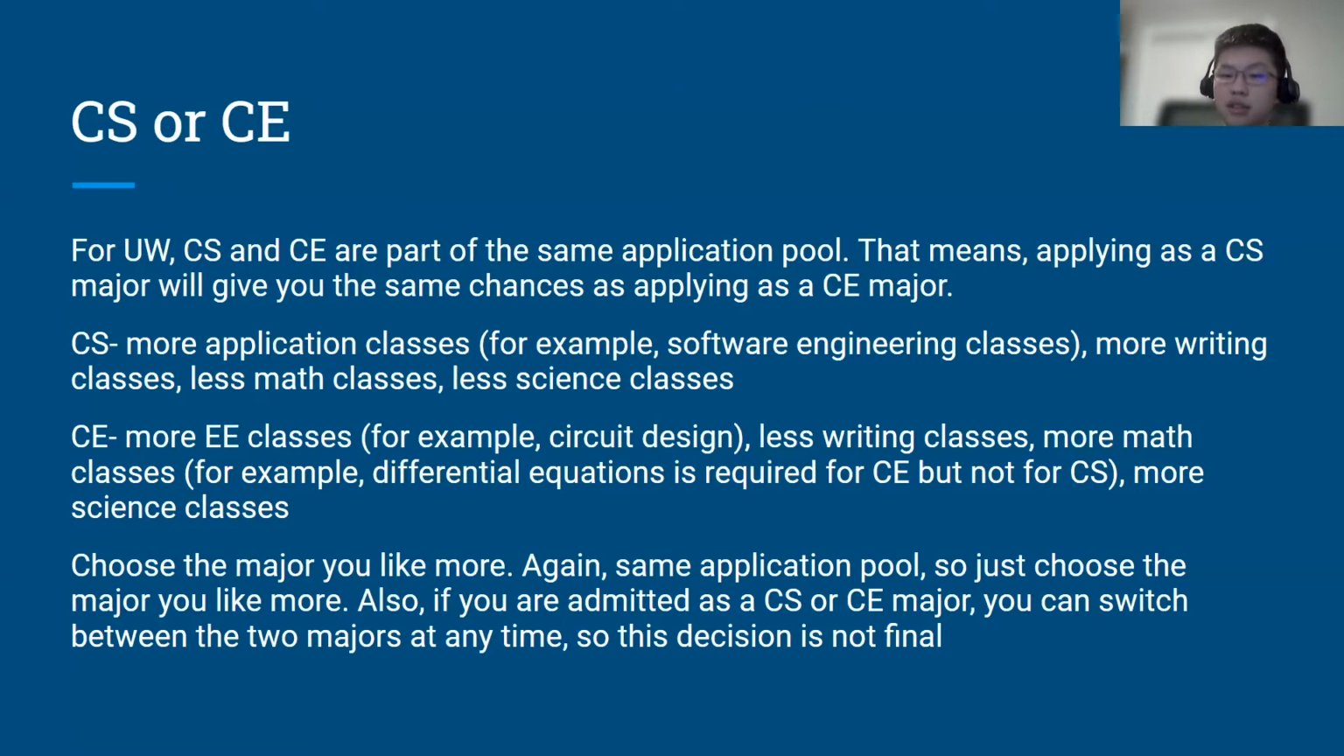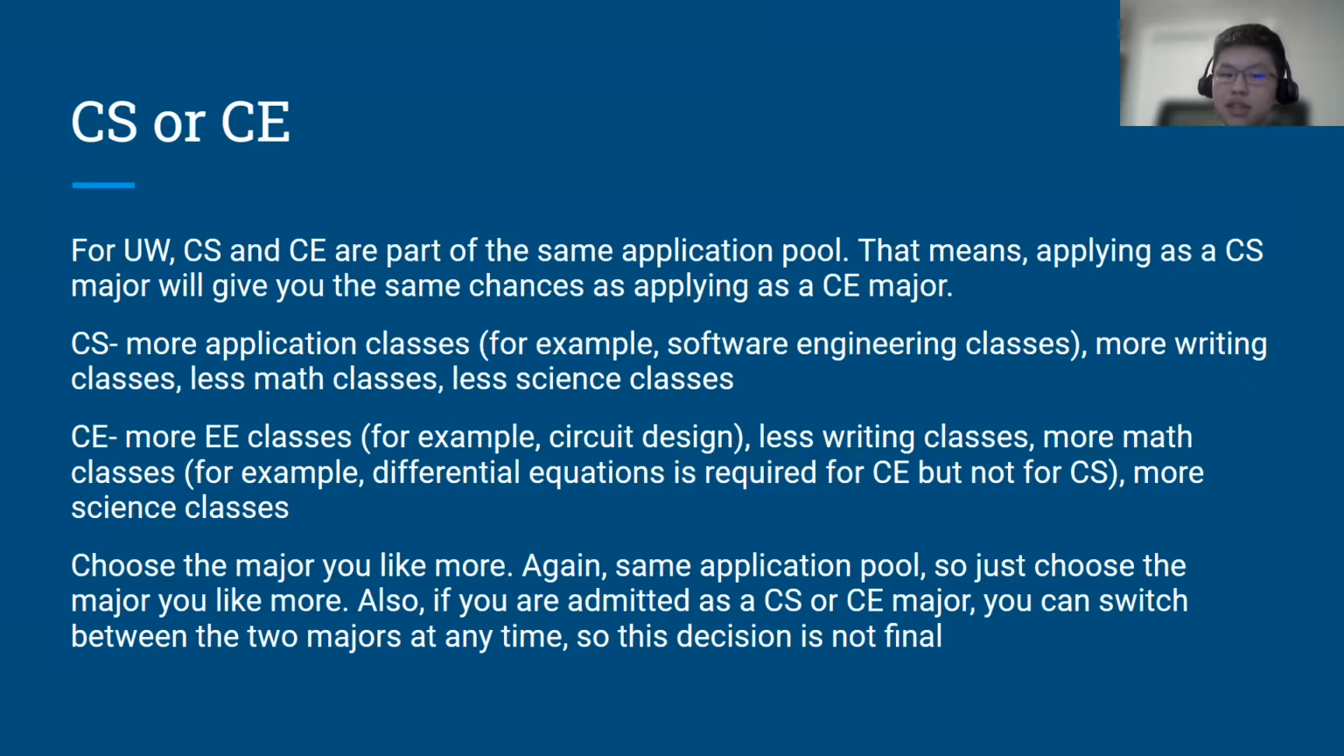That means, for example, let's say you have a 40% chance of getting into CS. If you apply as a CE major, you still have a 40% chance. You have the same chance of being accepted no matter which of these two majors you choose. So what are the differences between these two majors?